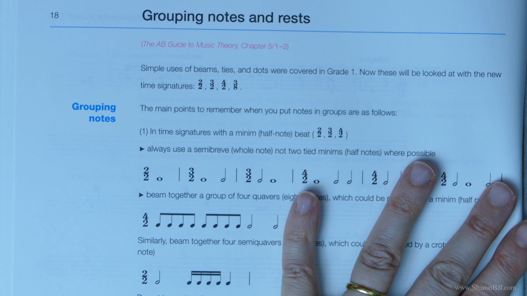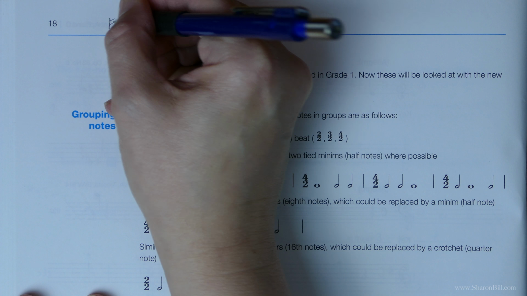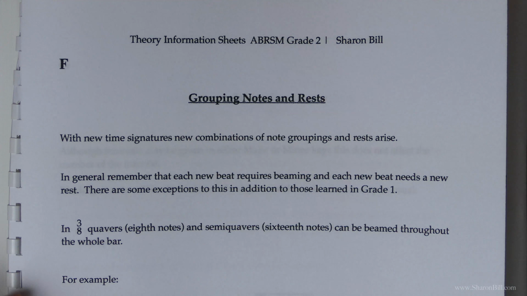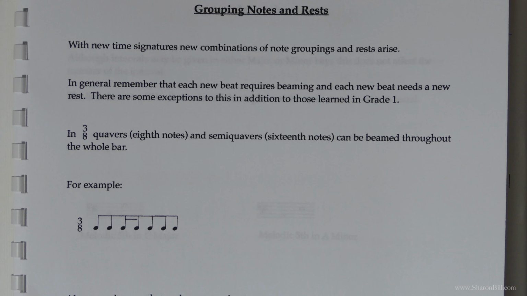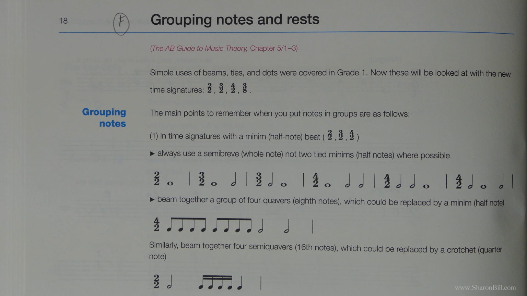And so if you turn in your theory book to page 18, we're going to be looking at pages 18 and 19 in this new subject of grouping notes and rests. I will refer to this as section P, and you can access the PDF sheet section P here, where I summarise in short the points that are covered on all of page 18 and all of page 19.